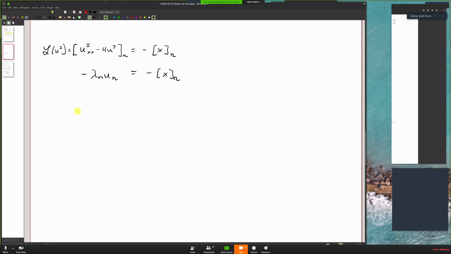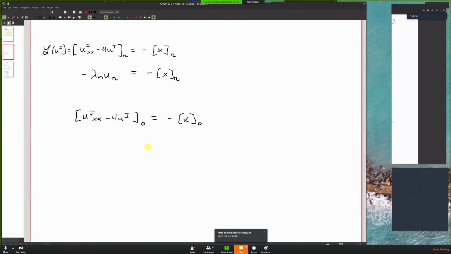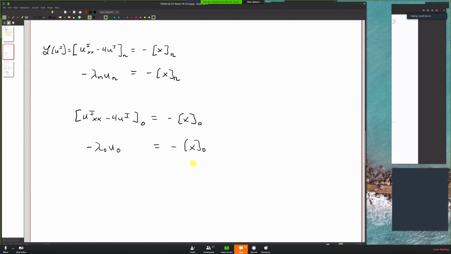What about the 0th term? I have to do that separately. u_xx minus 4u, transformed at index 0, equals minus x 0. What do I get here? Is it negative lambda naught u naught? It is negative lambda naught u naught equals negative x naught, where negative x naught is defined a little differently than negative x sub n.